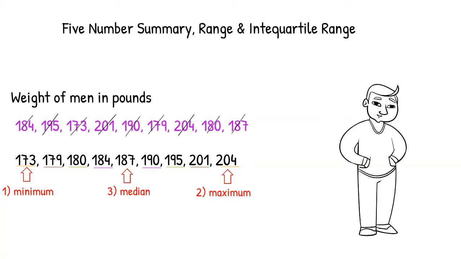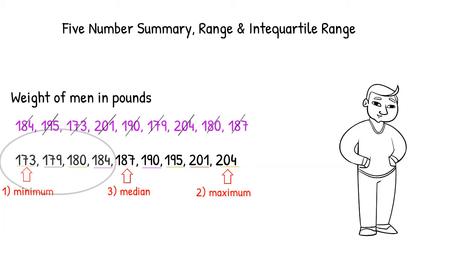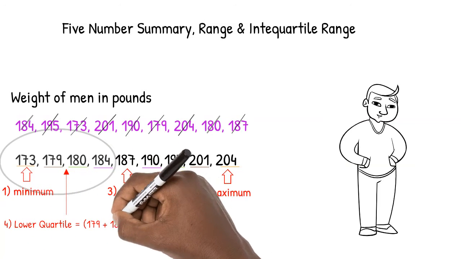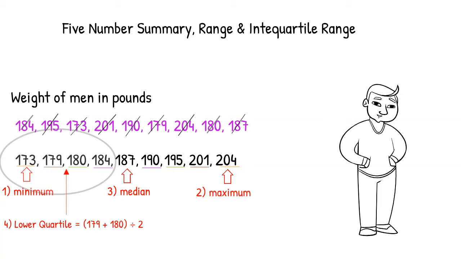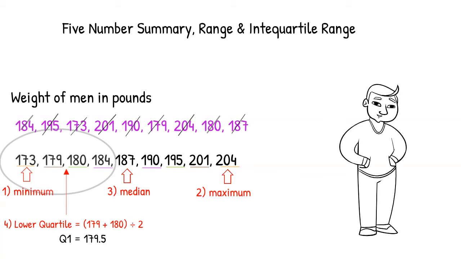The fourth number in our summary is the lower quartile. This is the median of the lower half of our numbers, disregarding the median. Since there are two numbers in the middle, we add them and we divide by 2 to find the average of those two numbers. Our lower quartile, otherwise known as Q1, is 179.5 pounds.